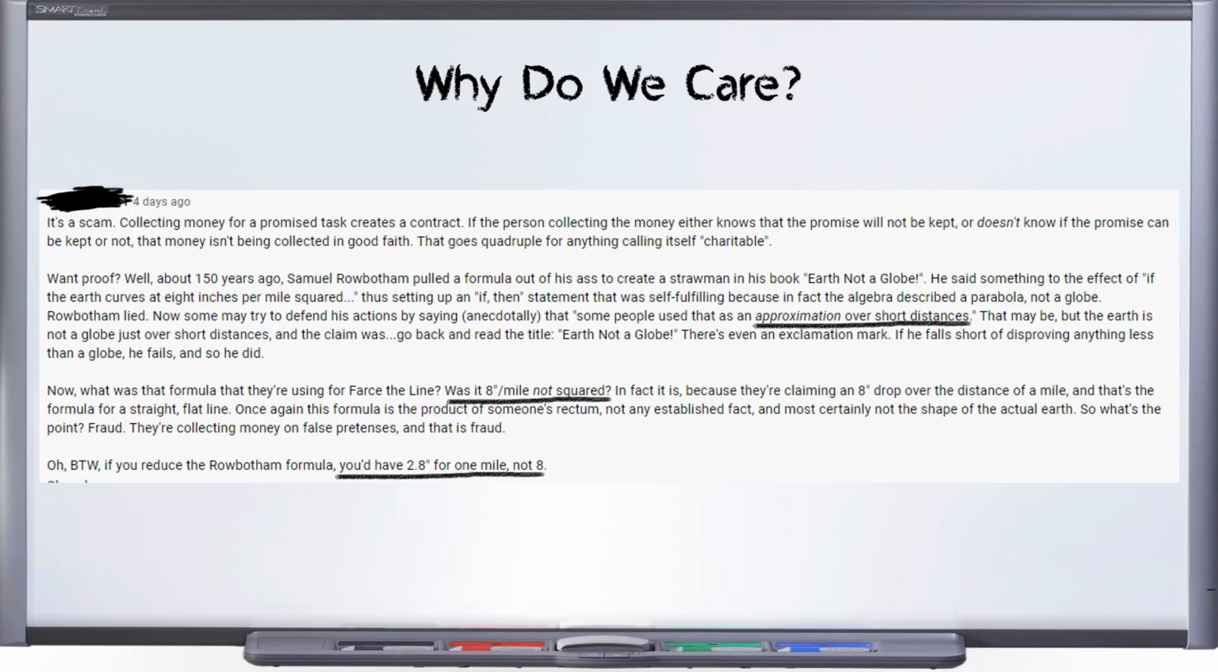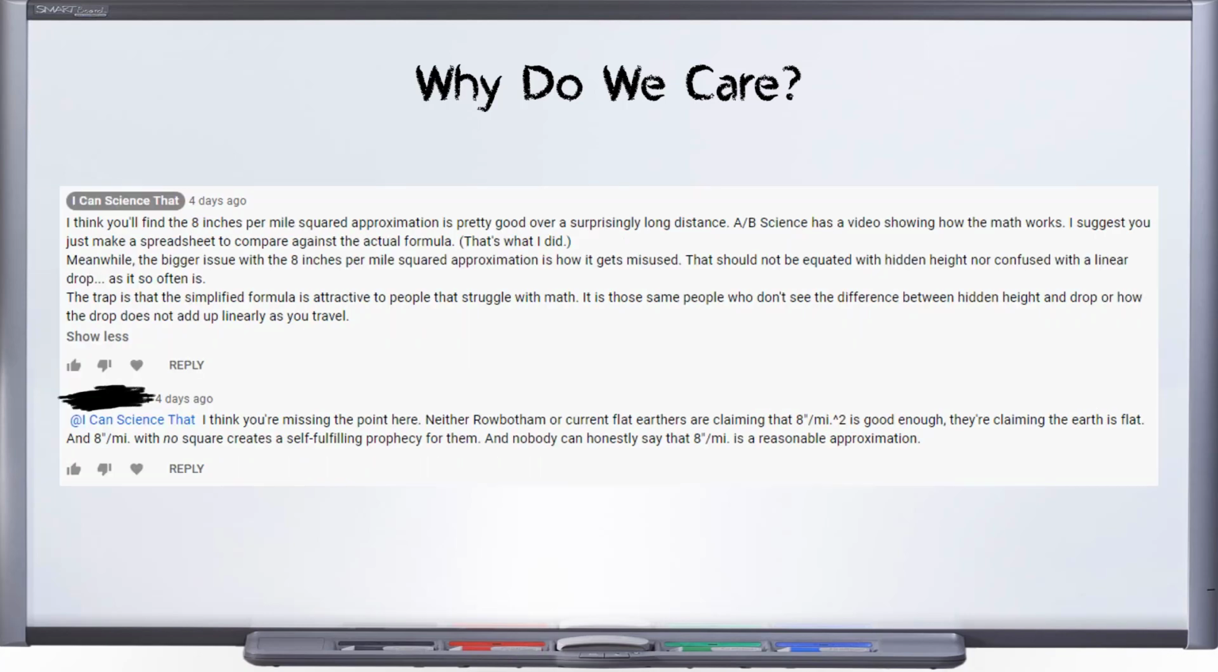So that confused me a lot, and my response was that I was confused, but then he repeats 8 inches per mile with no square. And honestly, nobody can say that 8 inches per mile is a reasonable approximation, and that would be correct. Yeah, you cannot say that. 8 inches per mile is no good. That's no good to anybody. It's 8 inches per mile squared.